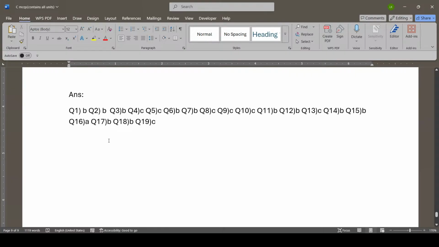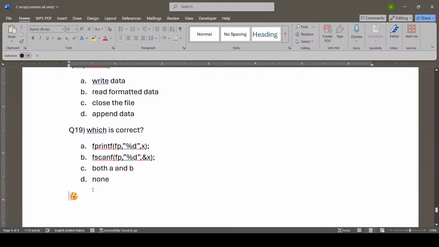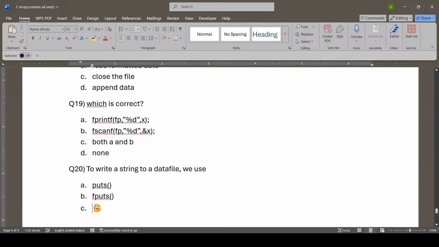Now going for the next question, 20. To write a string to a data file, we use: first is puts, next is fputs, next is gets, and next is scanf. So which one is the right answer?